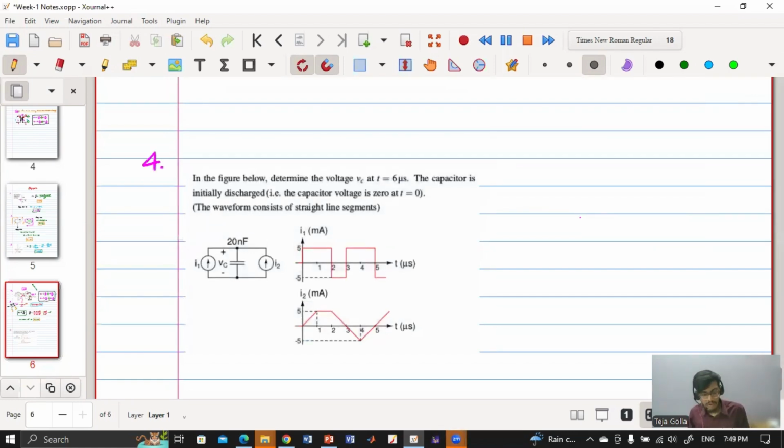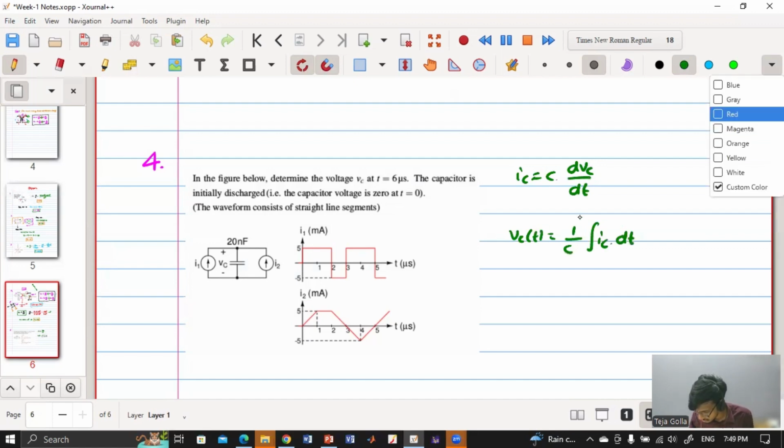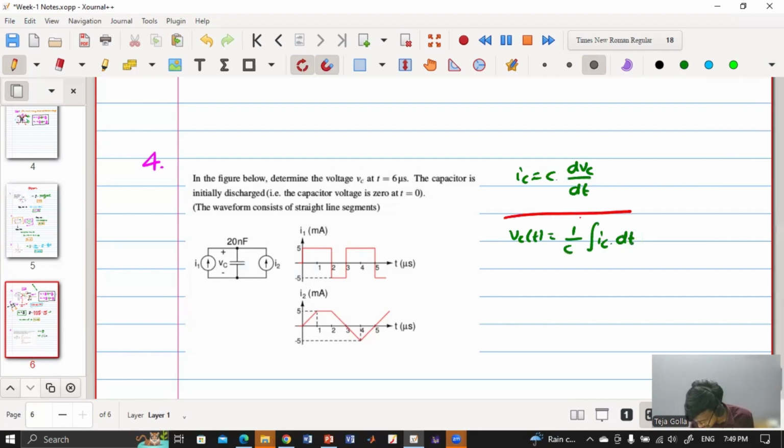So first, forget about the question. I know that IC is equal to C into dVC by dt. IC is the current in the capacitor, VC is the voltage in the capacitor. So now I know they are asking VC, right? So VC of t is equal to 1 by C into integral of IC dt. You agree, right? True? Yes, sir.